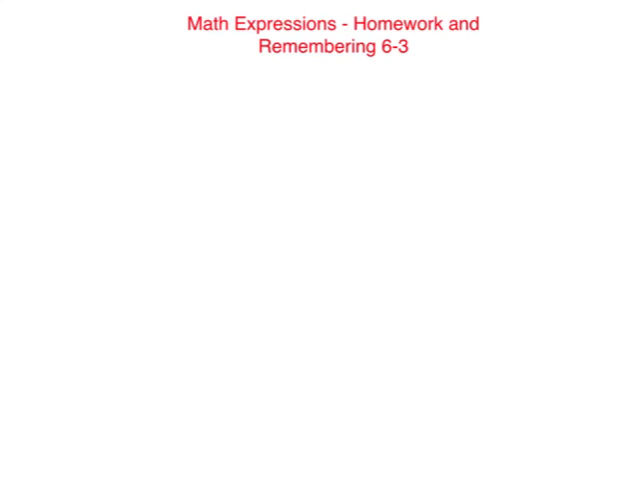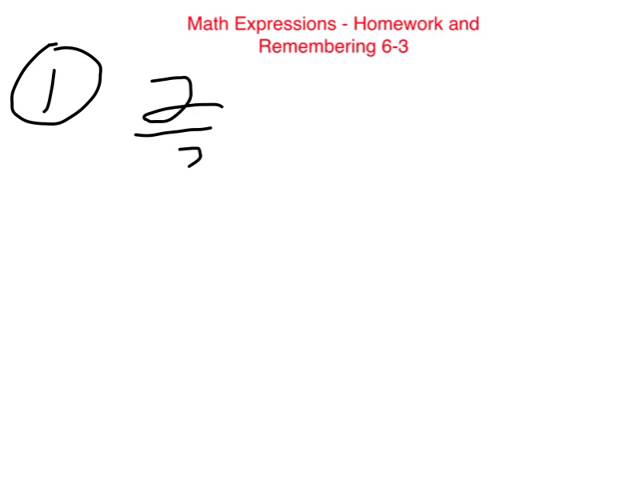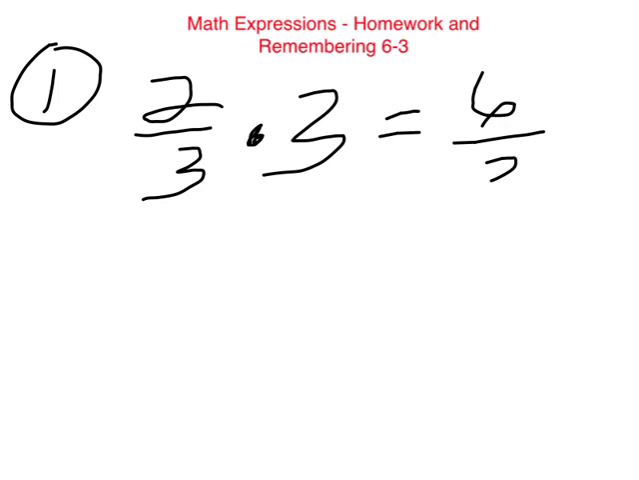So looking at Homework and Remembering Unit 6, Lesson 3, we are now writing word problems for multiplication and division equations. Our directions for the homework side, number 1 asks us to write a word problem for the equation and then draw a model to show the product. On the homework side, number 1, we have the equation 2/3 times 3 equals 6/3. So we need to think of a real life scenario where we can use this equation for a story problem.